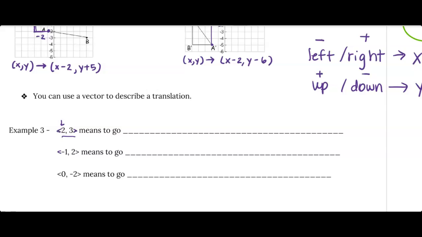So when we have 2, 3, that means we are going to go to the right 2, up 3. Negative 1, 2 means we're going to go to the left 1, up 2. And 0, negative 2 means we're not going to go left or right any. We're just going to go straight down 2.